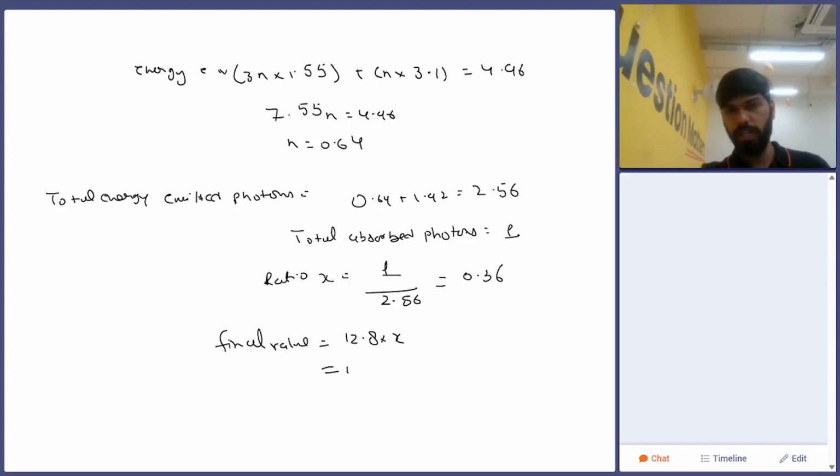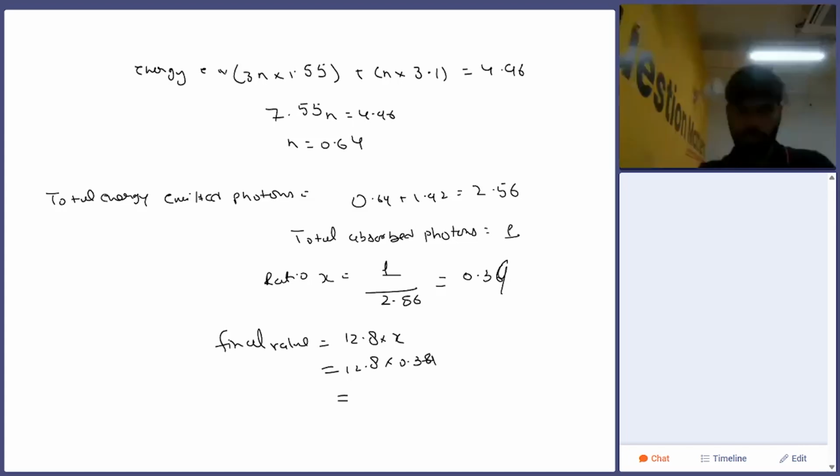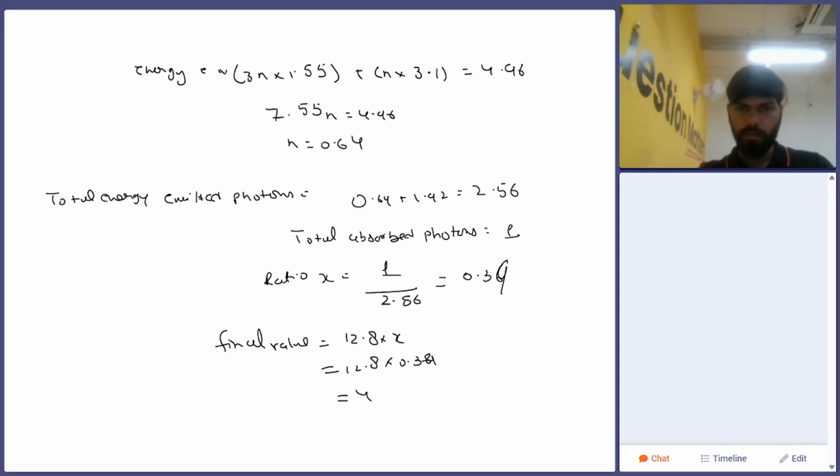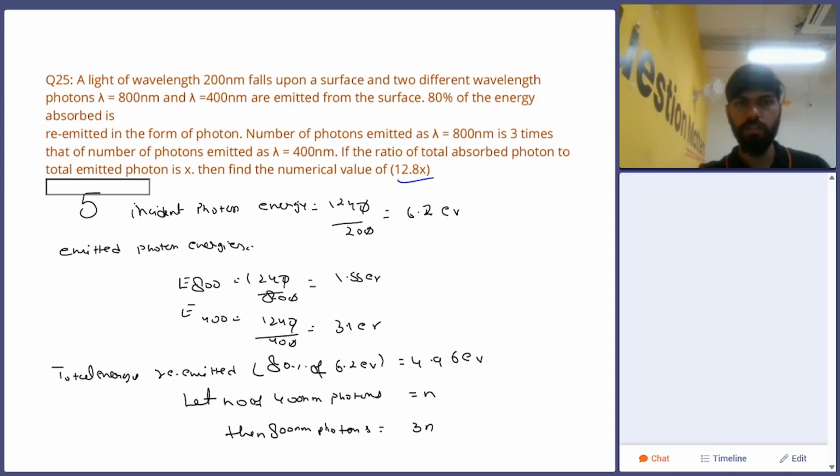And now the final value, we multiply with 12.8, so this is 12.8 into 0.36. Just a second, class. 12.8 multiplied by 0.36. If you take 0.39, okay, so we'll get 4.99, nearby approx 5. So the right answer for this question is 5.